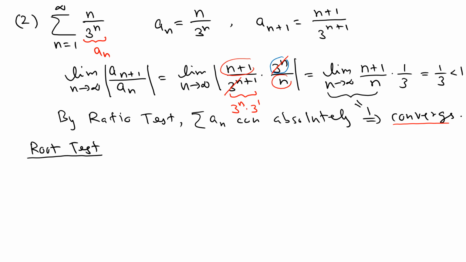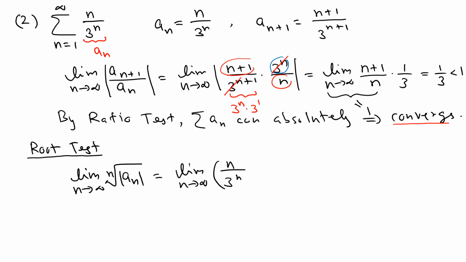So for the root test, what we normally do is we take the nth root of the nth term. So let's do that. It's the limit as n goes to infinity of the nth root of the nth term. We take the absolute value first, just to make sure that it's positive. Now let's plug in here. It's only one term here, so you don't need the ratio. So what is the nth term? It is n over 3 to the n, and then nth root means 1 over n.